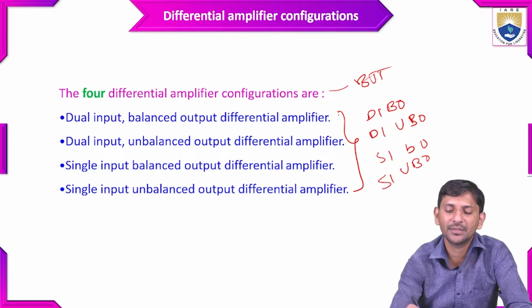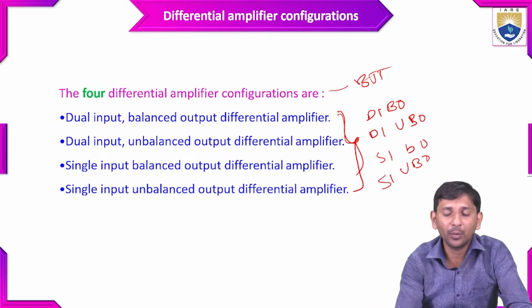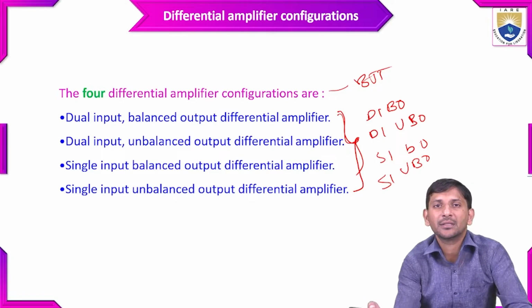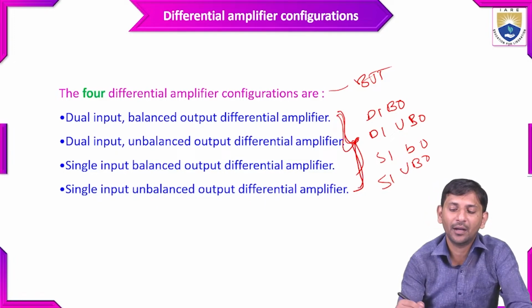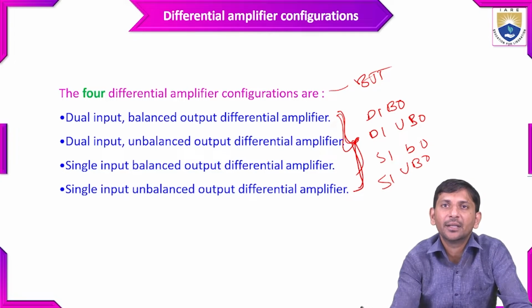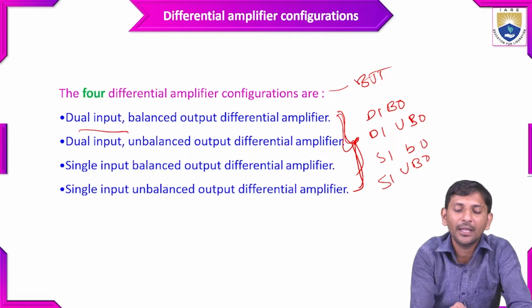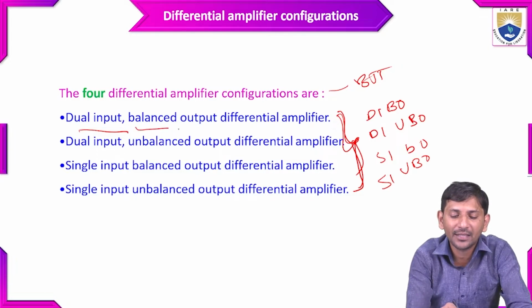These give the different types of configurations, where we can see how the gain is increased, how it is amplified, and what the differences are. Everything will be seen as we proceed. Here, the first one is the dual input balanced output differential amplifier. The name itself mentions dual input. Dual means two inputs are applied, and balanced output.